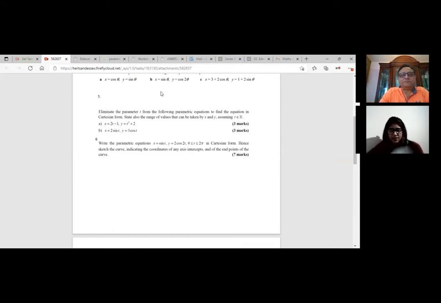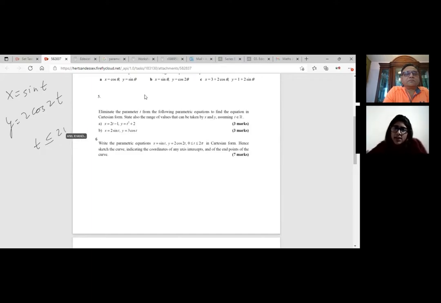Yeah, question 6. Write the parametric equations x equals sine t and y equals 2 cos 2t, where t is between 0 and 2 pi, both included, in Cartesian form. Hence, sketch the curve indicating the coordinates of any axes intercepts and of the endpoints of the curve.